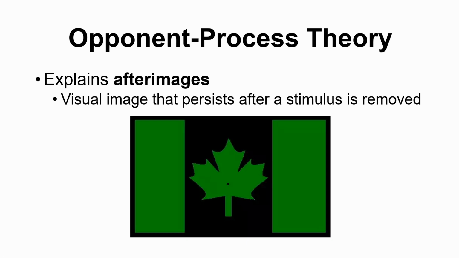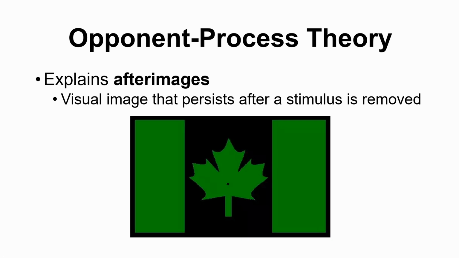The other thing that the opponent process theory does a great job of explaining is something called after images. Now, if you went to high school or elementary school in Canada, then you have absolutely seen this image. If not, you've probably seen something similar. And usually it would be in your science textbook. They ask you to stare at the dot in the middle, focus on it very, very carefully. Don't move. Try not to blink.